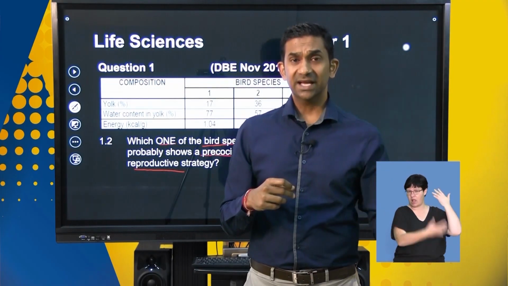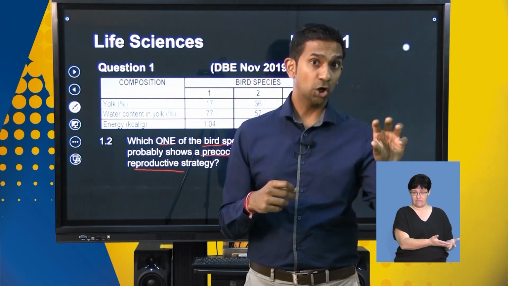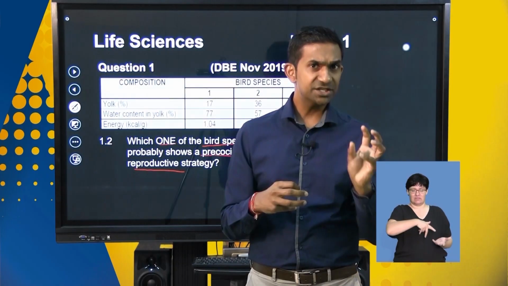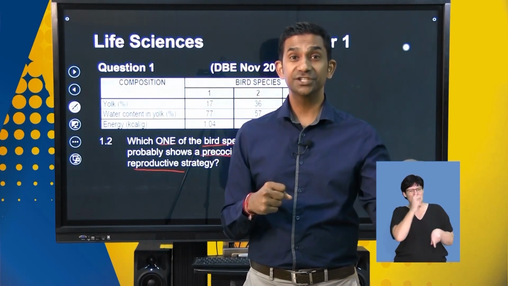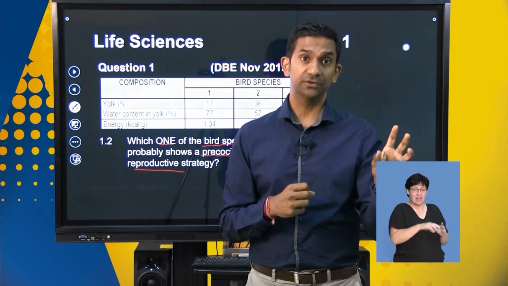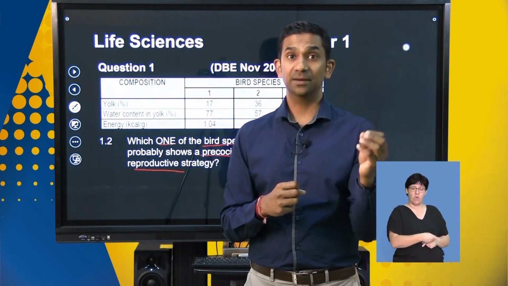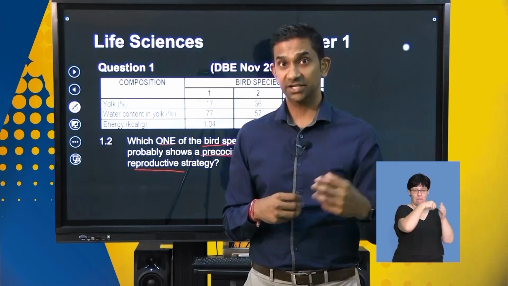So that development happens a lot in the egg. So the initial development happens in the egg. And so there needs to be a lot of nutritional supply in that developing egg for the young to develop and become quite independent soon after hatching.